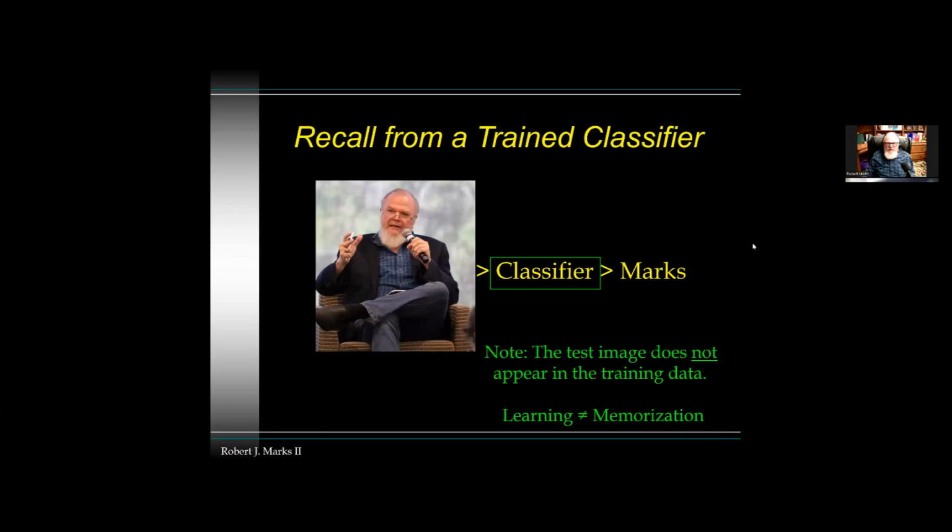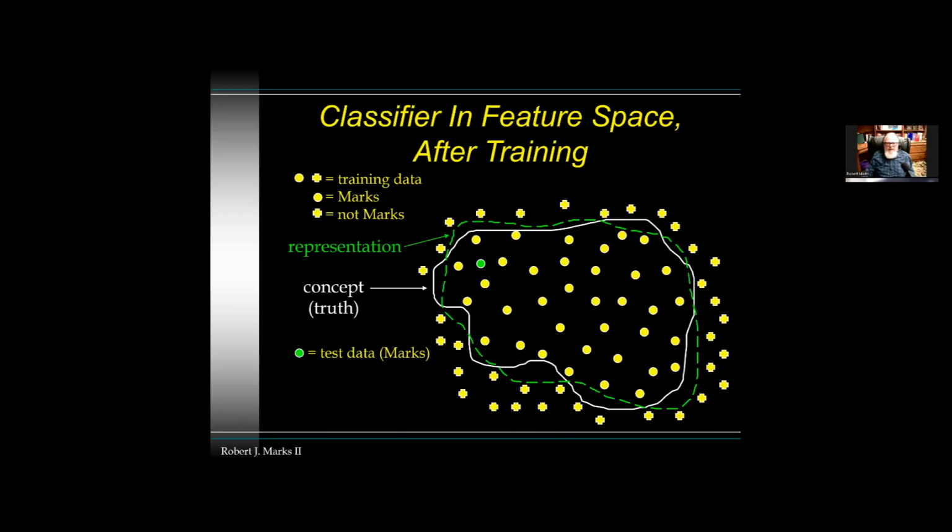So here's a general view of what's happening in feature space. Suppose we have two features. We have the dots, which are pictures of Marks. We have the little X's, which are not Marks. And hopefully, in some sort of higher dimensional space, there's a boundary between the Marks and the non-Marks. That boundary is referred to as the concept. You can see the concept is this white boundary here, which separates the dots from the little X's. What we're trying to do is find that boundary.